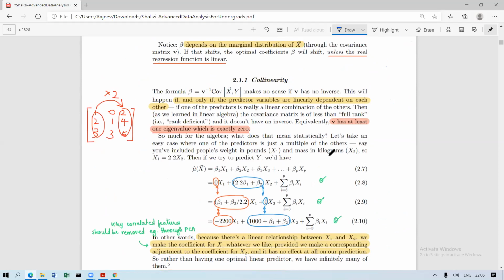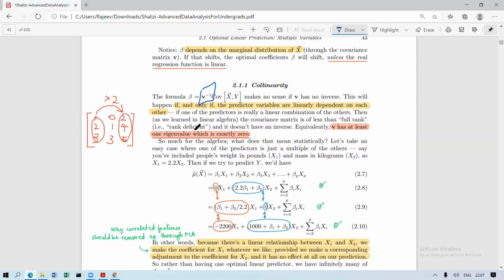Now, what happens if the V inverse doesn't exist? If you remember, V inverse won't exist when the determinant of V itself is 0. So when will the determinant of V be 0? Singular matrix. Yeah, singular matrix. Determinant of V is 0, that is, V is singular. So it indicates that V inverse won't exist.